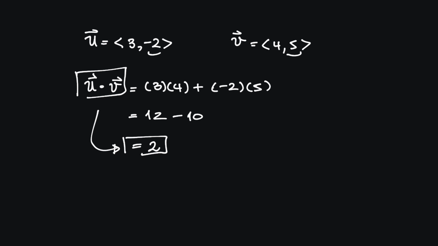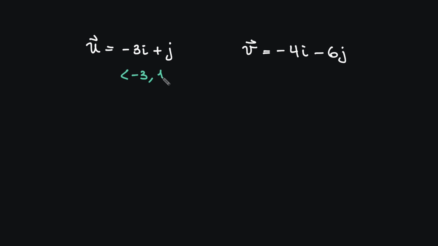Okay. What if we do it in the unit form and see how it goes? Let's suppose that we have u equal to -3i plus j, and v is equal to -4i minus 6j. Again, if you want to rewrite it, it's fine. If not, you can do it like that. But if you want to see it in component form, remember that this is basically -3 and 1, and this is basically -4 and -6. Okay, those are the two vectors.